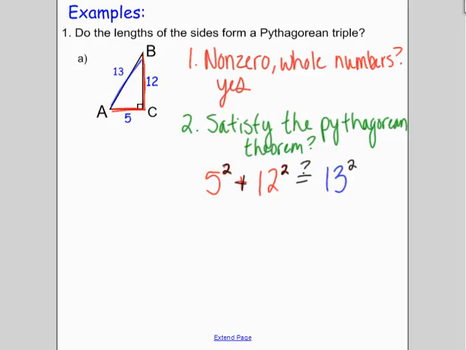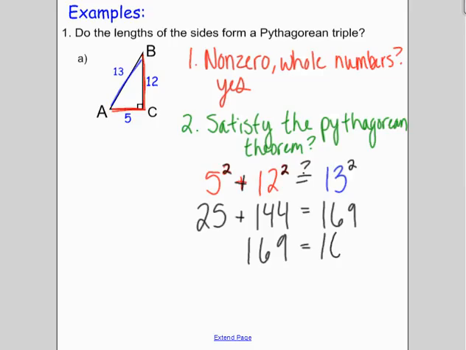So now I'm going to simplify. So 5 squared is 25, 12 squared is 144, 13 squared is 169. If I add 144 and 25 together, I get 169. And sure enough, this checks. You get 169 equals 169. So does it satisfy the Pythagorean theorem? The answer is yes. So is this a Pythagorean triple? Yes.